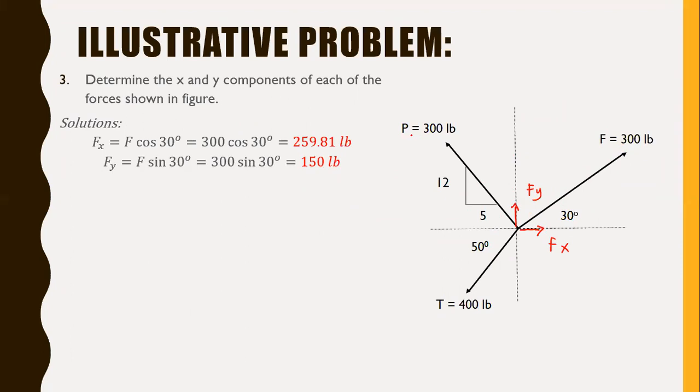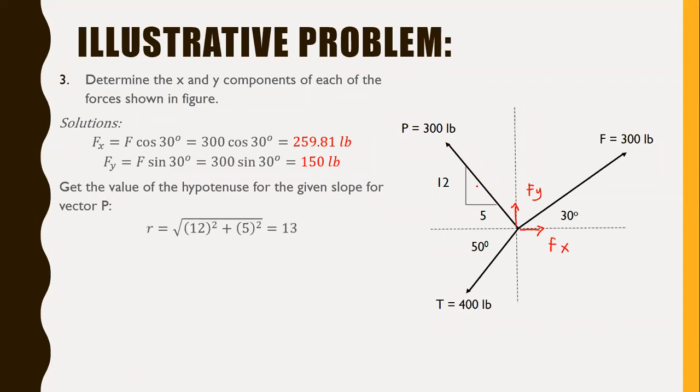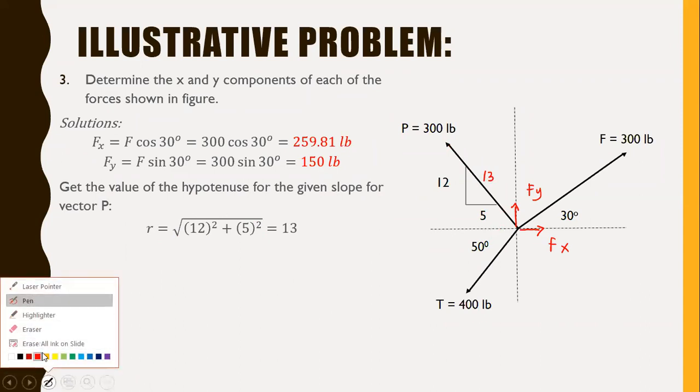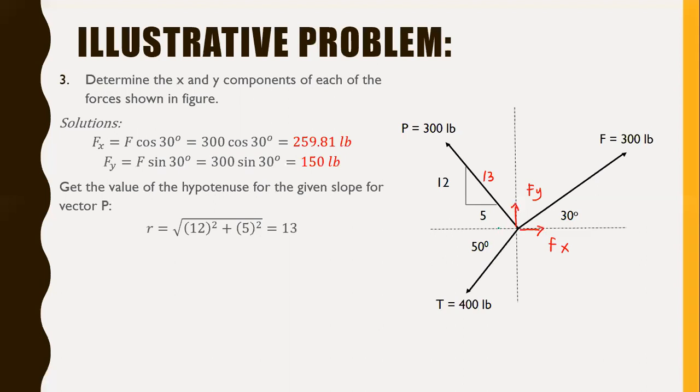Now, for vector P, we have 300 pounds, 12 and 5. Get the value of the hypotenuse for the given slope for vector P. That is R, which is equal to the square root of 12 squared plus 5 squared, which is equal to 13. You have your 13. Okay, therefore, we have Px and Py.